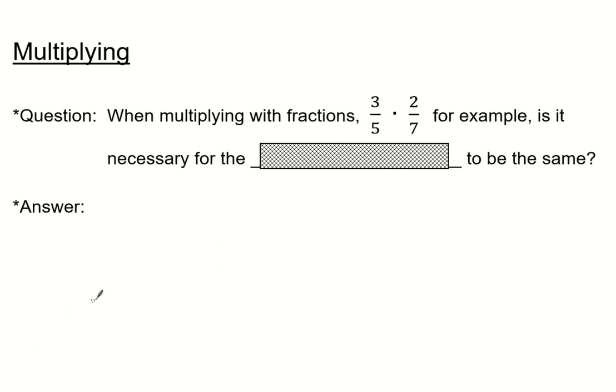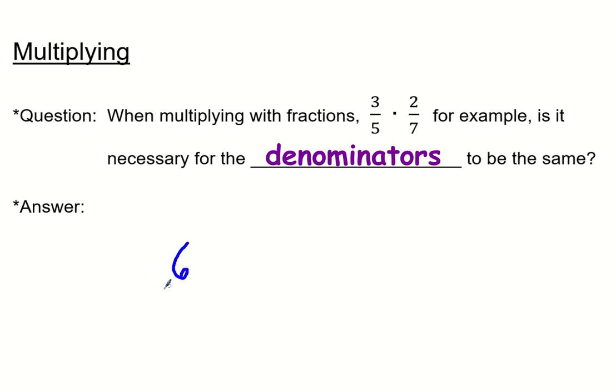Skip. Now remember, multiplying, you don't need common denominators. You can just multiply across, which in this case you could do 3 times 2 to get 6, and then 5 times 7 to get 35. So you just multiply across. Now, can this be reduced? No, it can't. Because other than 1, there's no number you can divide away from both the 6 and the 35.